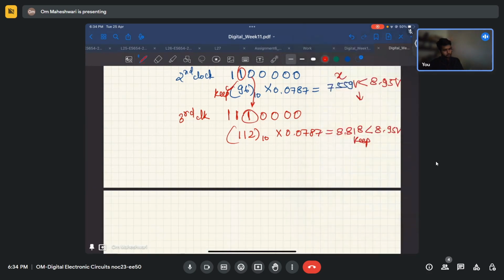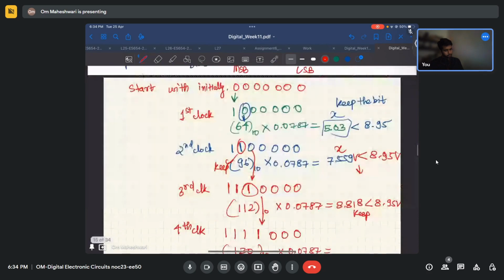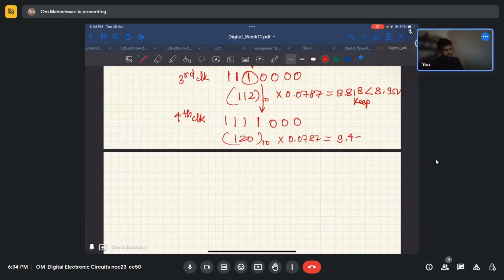Now we can go to the fourth clock. So we keep these three, then we change the fourth one to 1: 1, 1, 1, 1, 0, 0, 0. Now it is 120 base 10 into 0.0787. We get 9.44, which is greater than 8.95. So we discard the one. So we discard this one, and we finally get 1, 1, 1, 0, 0, 0, 0.